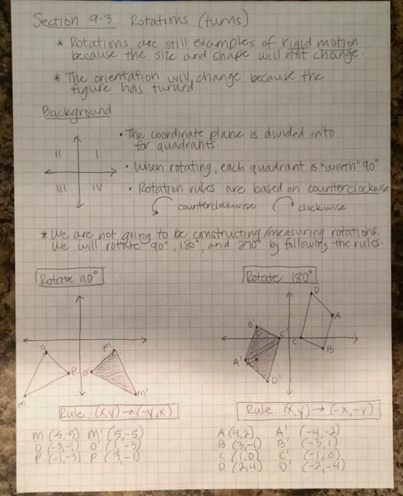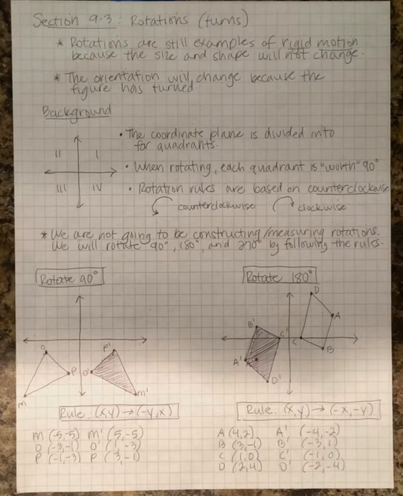Okay, here we go with section 9.3, rotations, which are turns, basically. Again, these are still examples of rigid motion because the size and the shape are not going to change, but the orientation will change because it's turning.